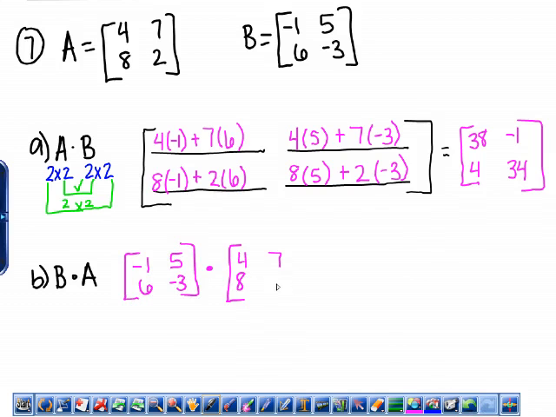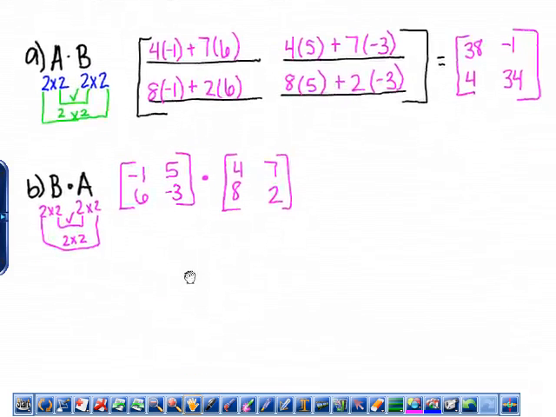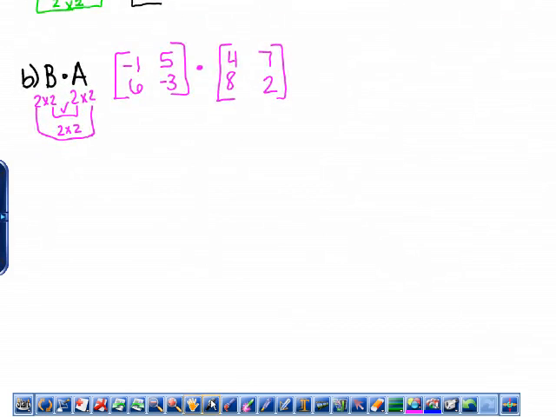Are we still allowed to multiply these? Yeah, because this is a 2 by 2 times a 2 by 2. So our insides match. What are the dimensions of our solution? 2 by 2. All right, same process. Top row, first column. So I'm going to do negative 1 times 4 plus 5 times 8. Row by column.